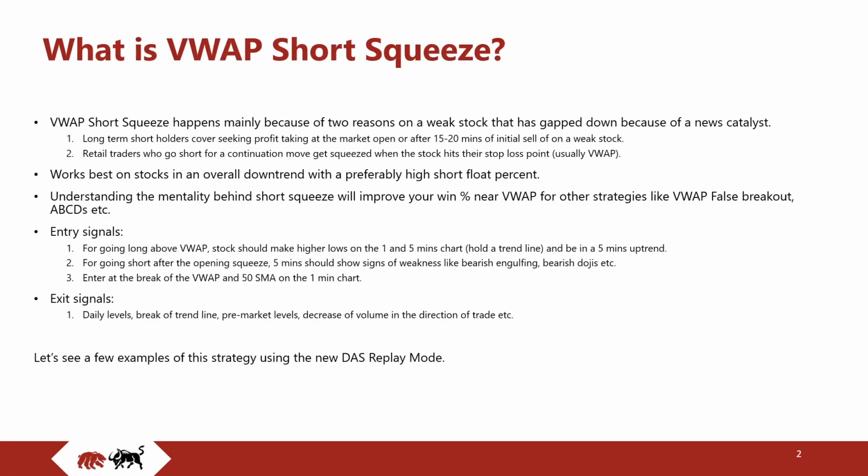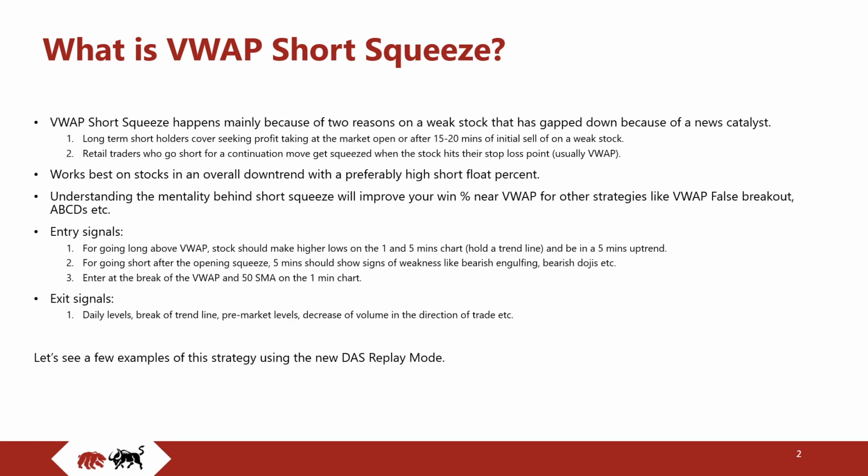VWAP short squeeze mainly happens because of two reasons on a weak stock that has gapped down because of a news catalyst. The first reason is that the long-term short holders cover, seeking profit taking at the market open or after the first 15-20 minutes of the initial sell-off on a weak stock. The second reason is that the retail traders who go short for a continuation move get squeezed when the stock hits their stop loss point, which is usually VWAP.